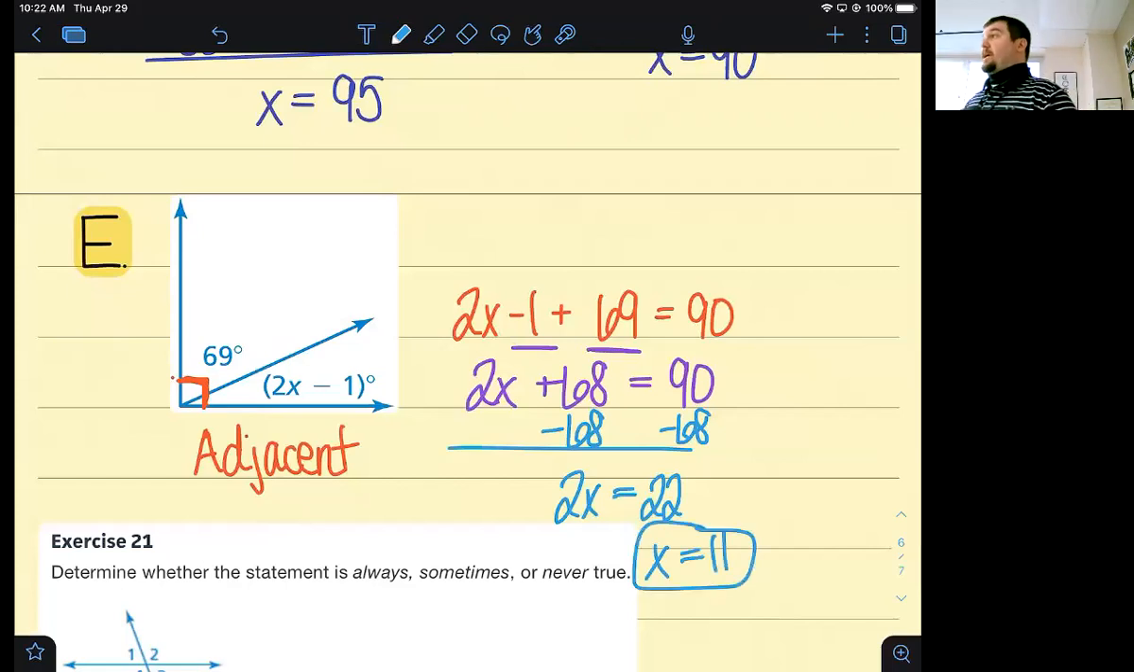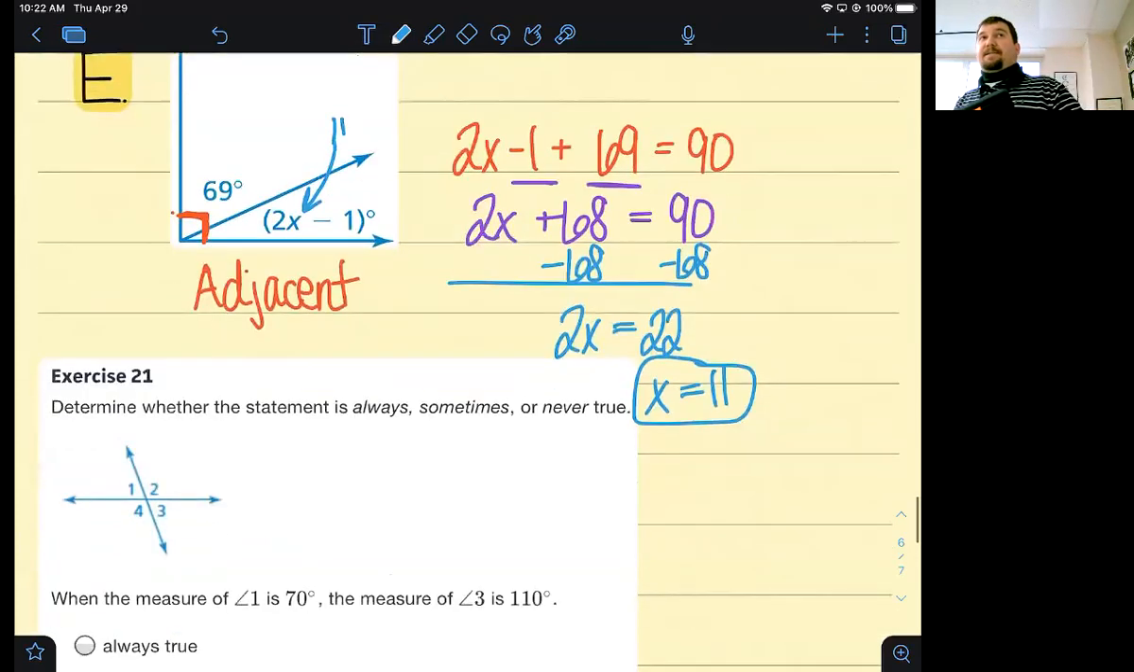If you want to check your answer, see if it works by plugging in 11 right there. 11 times 2 is 22. Minus 1 is 21. 21 plus 69 makes 90. So we know we have the right answer. You can check it just by taking your answer and plugging it right back into that angle to see if that's what you get. That's really all I had from the notes.